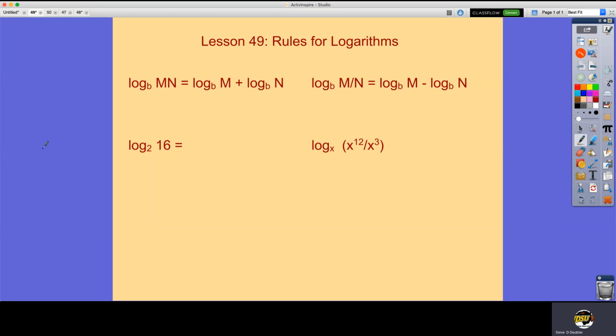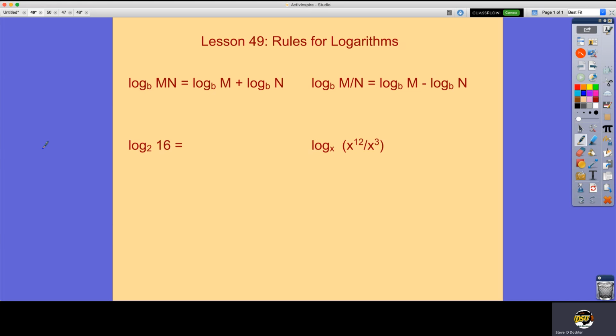All right, so starting second semester, we're going to talk about rules of logarithms again. I know this is a little bit of review. For all of these problems, I'm just giving you tools to be able to solve these problems. However you want to solve it is completely up to you.